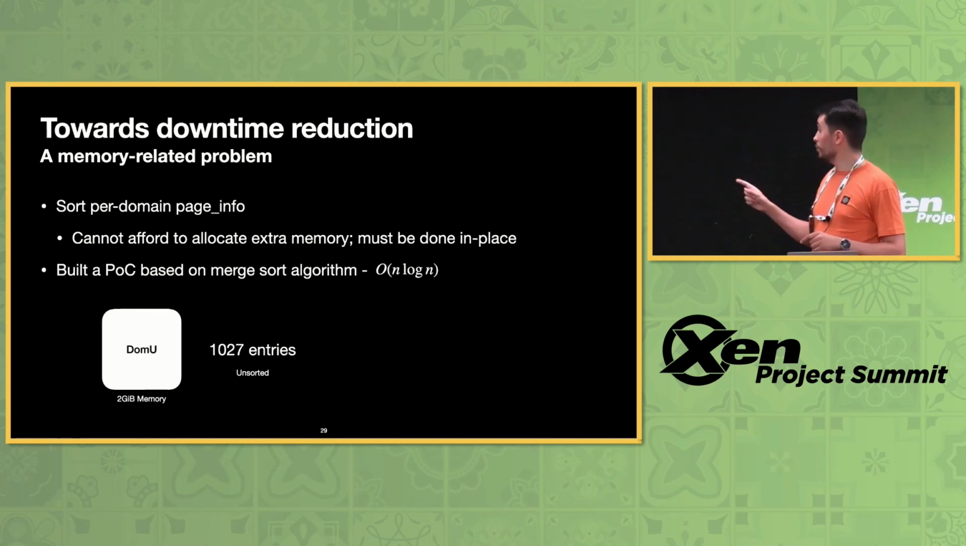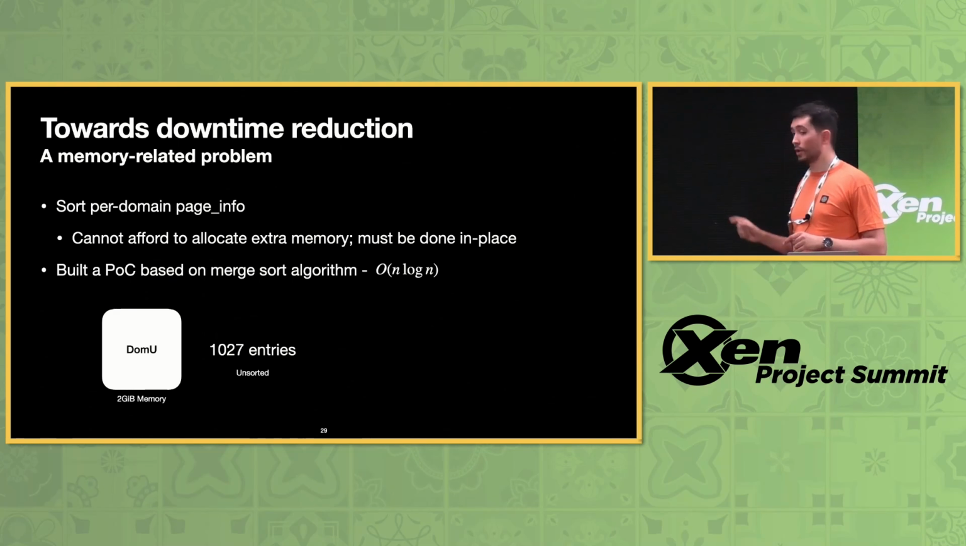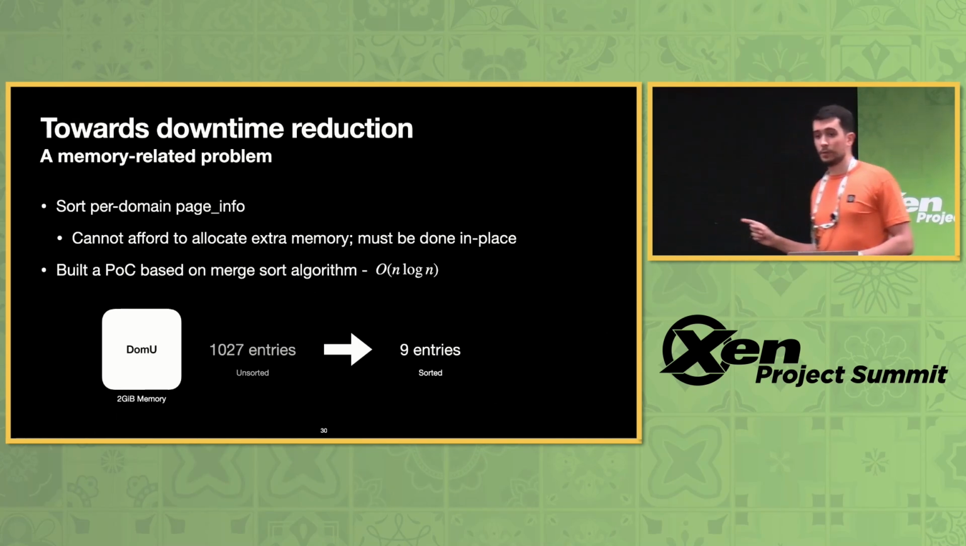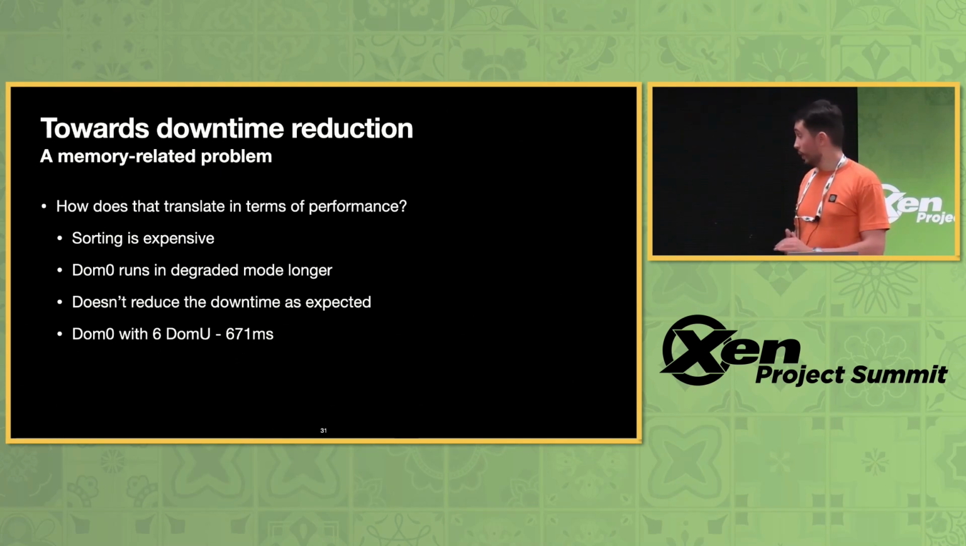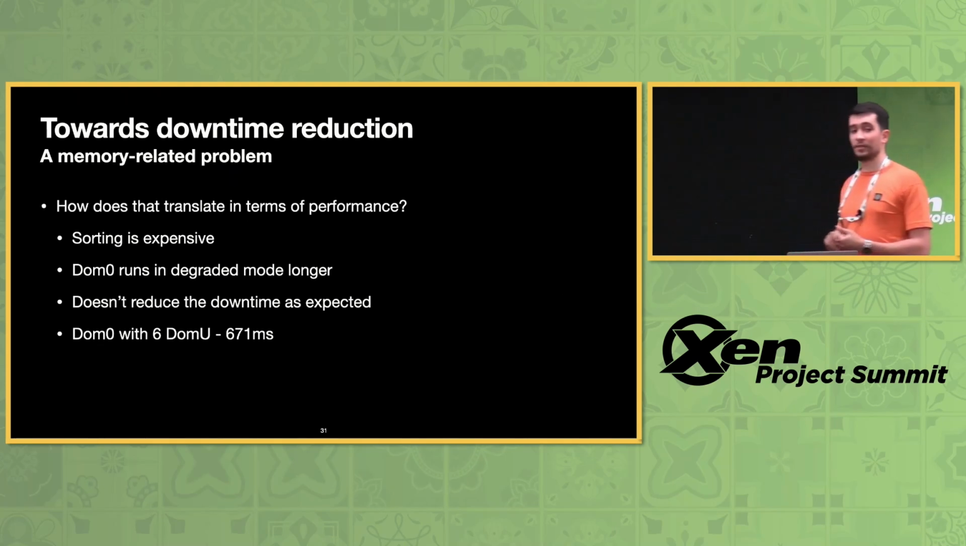And so with a DOM that had 2 gigabytes of memory, we went from 1,027 entries to just 9 entries. So it shows that sorting the page infos really helps. And so we thought that with that drastic change in terms of entries, we would have great savings in terms of downtime. Well, it is a bit more complex.